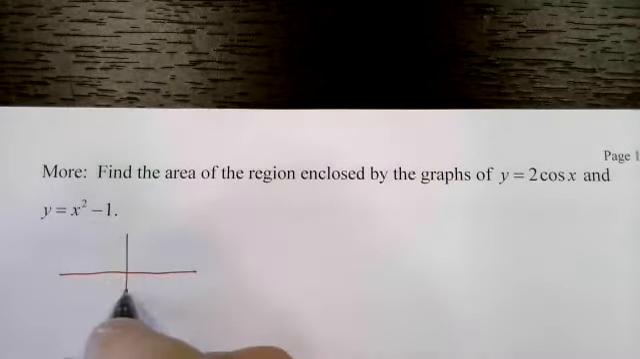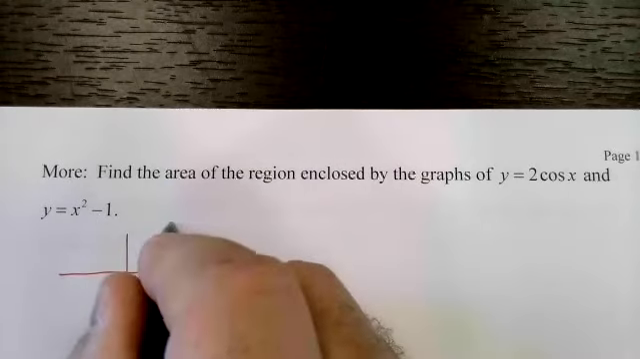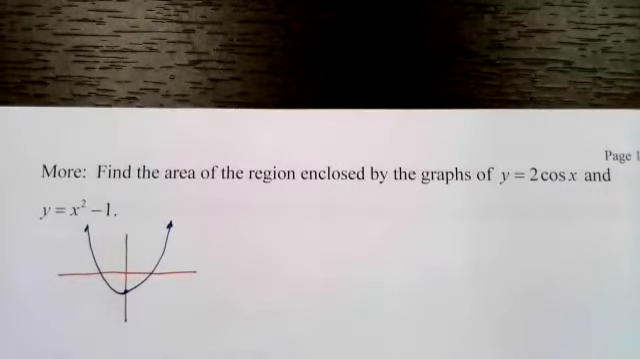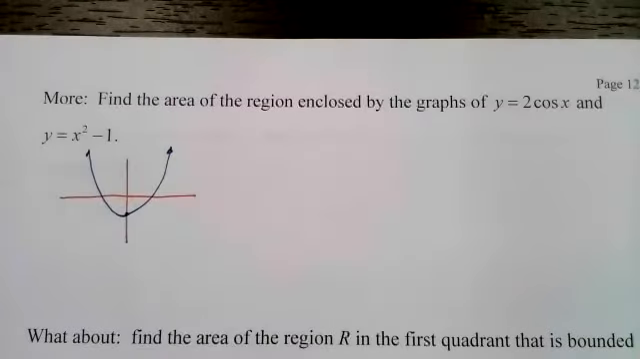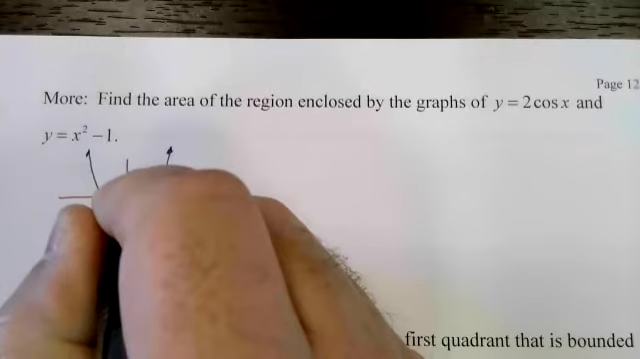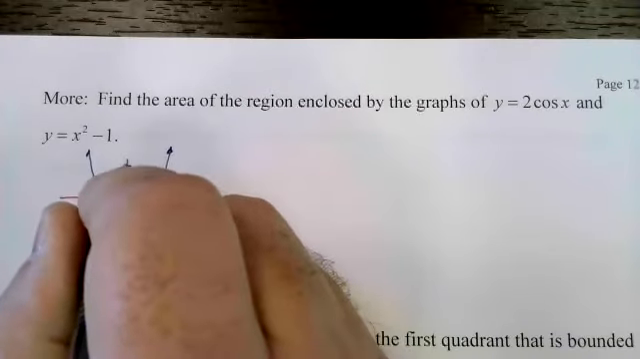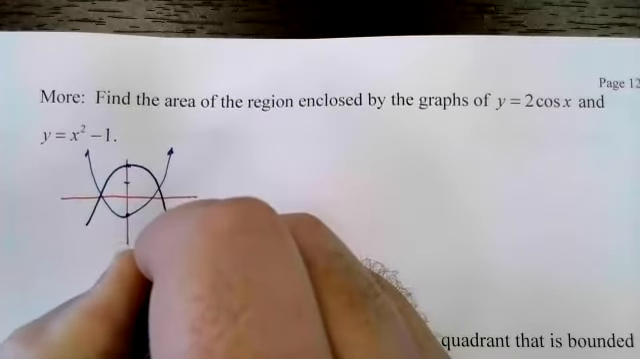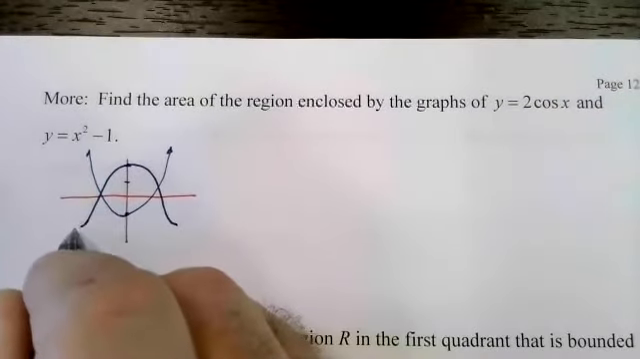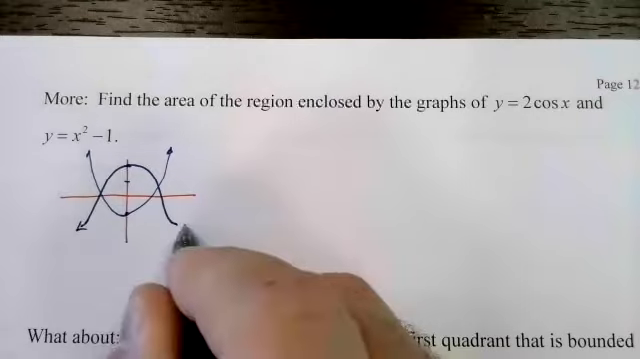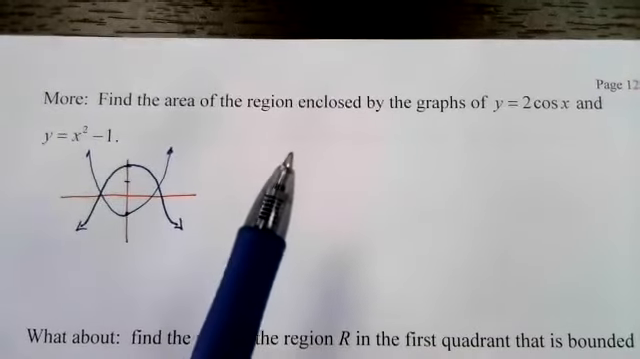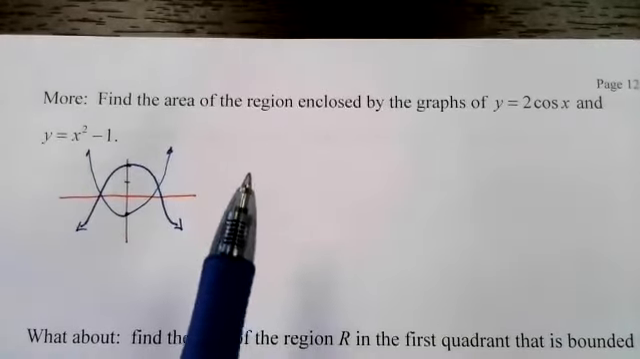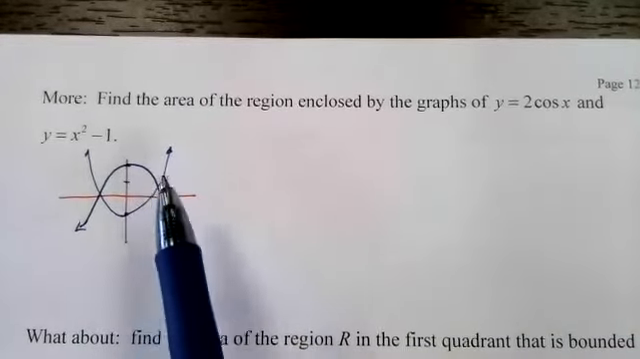X squared minus 1 is down here. It's going to swing up. And then 2 cosine of x is up here at 2, and it's going to swing down somewhere. Now, I can quite assure you I am always going to be as lazy as possible. This is symmetric, so I'm not going to mess with it if I can help it. I'll just take from 0 to this intersection and double it.